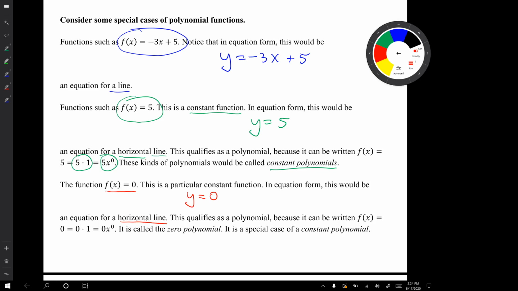f of x equals 0, which could be written as 0 times 1, which could be written as 0 times x to the 0 power. So in other words, a non-negative integer power of x multiplied by a real number constant. So this is a polynomial. It's called the zero polynomial, and it's a special kind of constant polynomial. So those are three particularly simple-looking cases of polynomial functions.